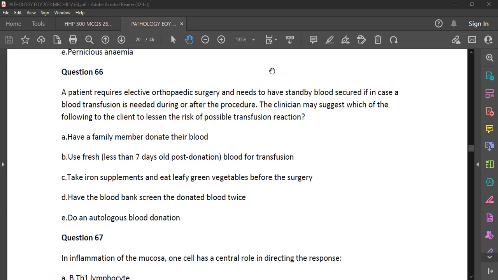For autologous blood donation, you take your own blood, knowing that you might need this blood. So before you are exposed to any condition that needs blood, you take your own blood, and in case you need it during the surgery, your blood is going to be used for transfusion. That will be the safest one because it's your own blood.